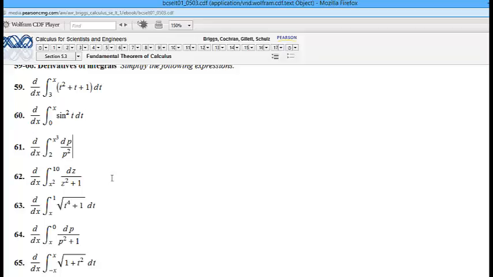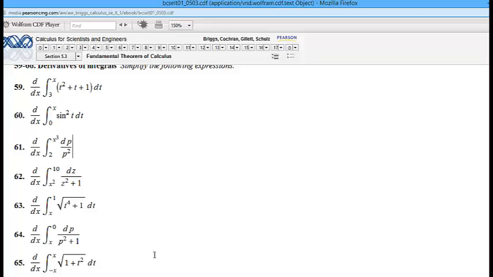So 63, we want the derivative of this area function: the integral from x to 1 of the square root of t to the 4th plus 1 dt. And then 62, the derivative of the integral from 10 to x squared of dz over z squared plus 1. Yeah, 63 is better to start with, and then we'll do 62.